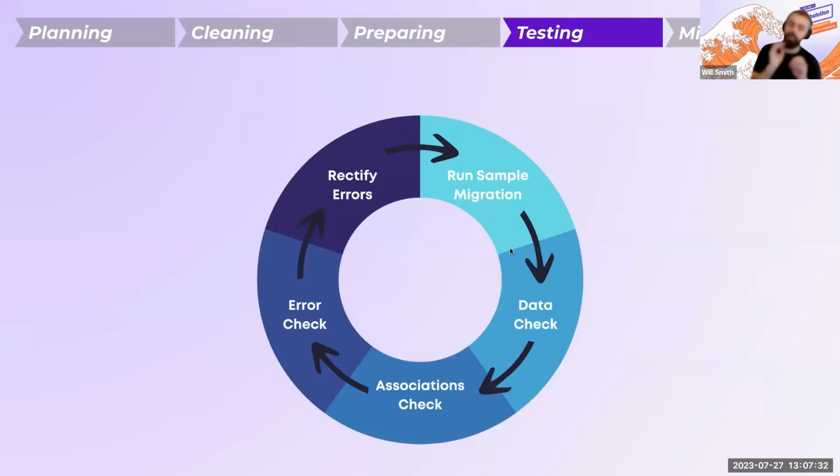And then once you've rectified those errors, you run another sample migration. And again, I cannot stress this enough. Do not move on to the migration stage unless every single thing is working perfectly. If you can go through the data check, the associations check, check the errors, and there are none, if you skip the rectify error stage because there are none, that is the only time you move on to the migration stage.